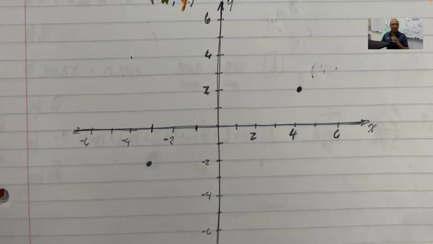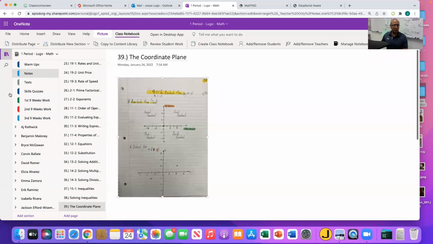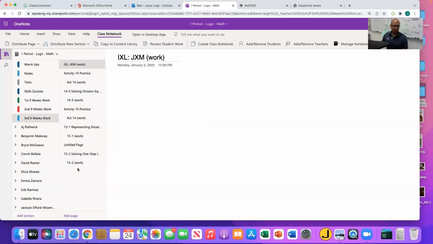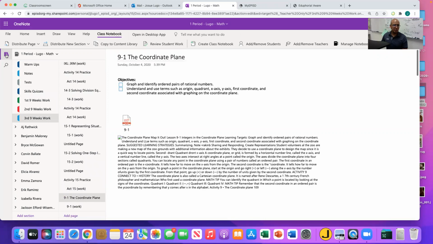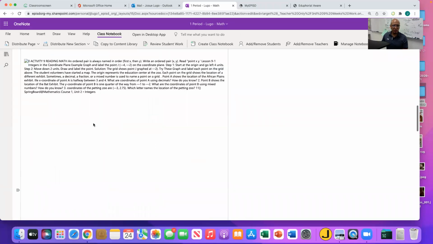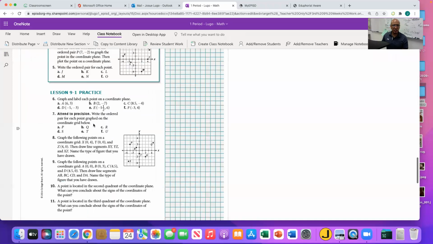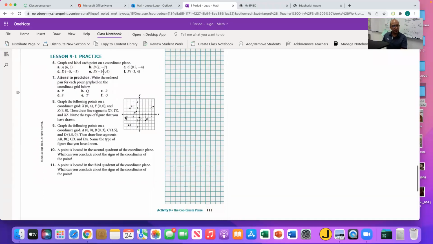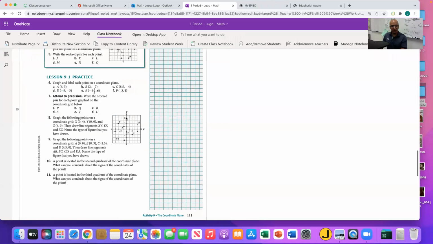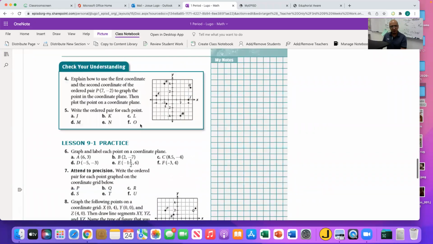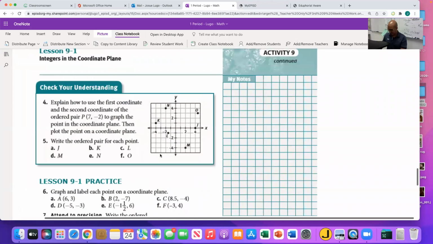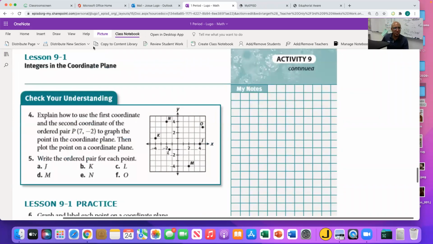In fact, as you're doing your assignment today, if you go to Schoology and find yourselves in 9-1, we're going to be focusing on number 5. Notice how they already provide for you a coordinate grid right there. I believe you're just finding the different values of that coordinate grid. I'm going to zoom in quite a bit right here. Essentially, you're going to be finding the coordinates for each one of these points.